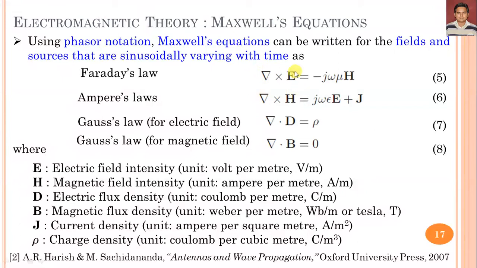Here E represents the electric field intensity in volt per meter. H is the magnetic field intensity, or we can say the magnetic field, in ampere per meter. D is the electric flux density, in coulombs per meter square. B is the magnetic flux density, in Weber per meter square or Tesla, represented by capital T. J is the current density, in ampere per meter square, and rho is the charge density, in coulombs per meter cube.